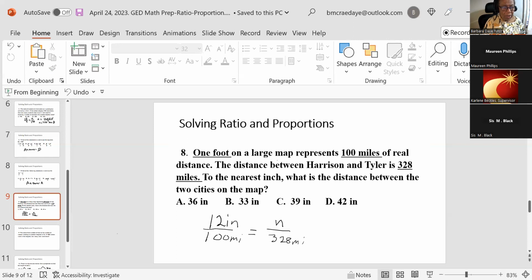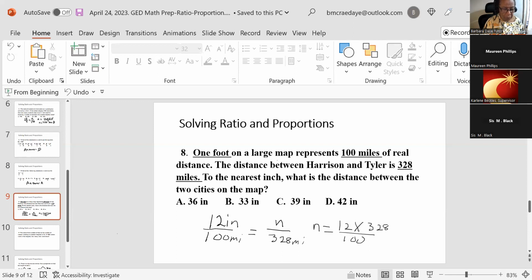Where did you get 3? I say 3 feet make 1 yard. I think I do it wrong. Instead of saying 12. No, a foot is 12 inches. So you've gotta put it in inches, right? Because it says to the nearest inch. So when you cross multiply, n would be equal to what? 12 times 328, divided by 100. And Maureen, what did you get?